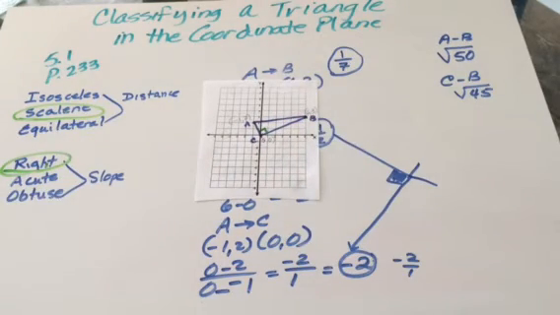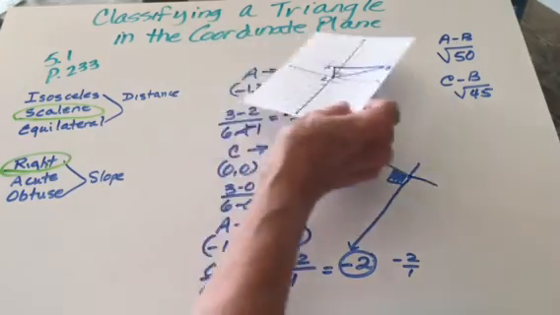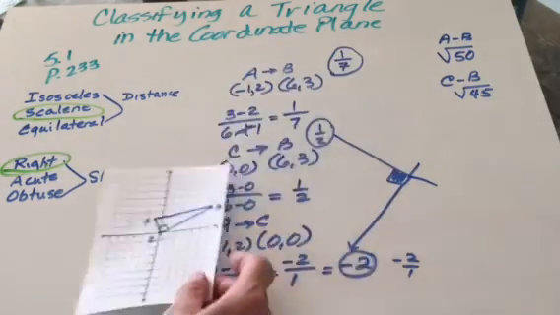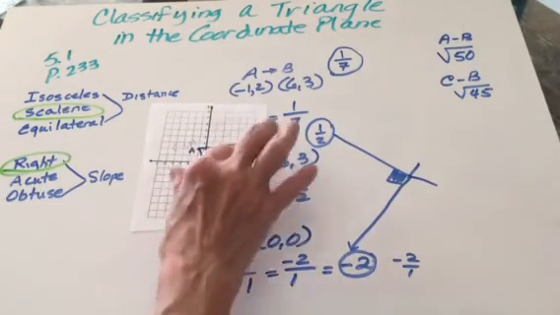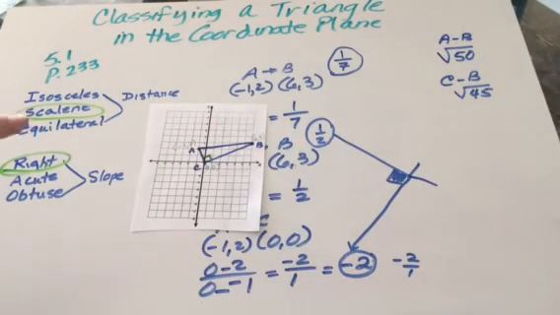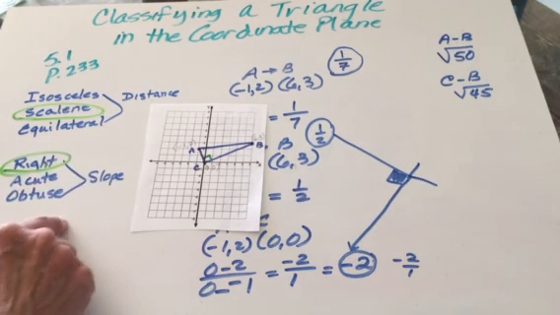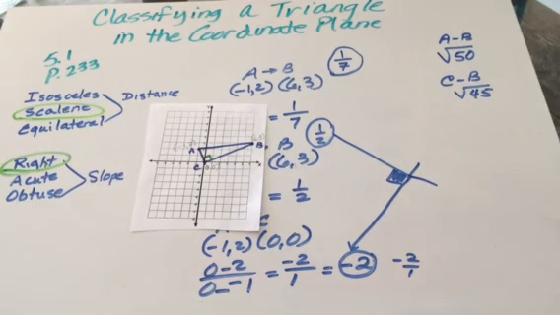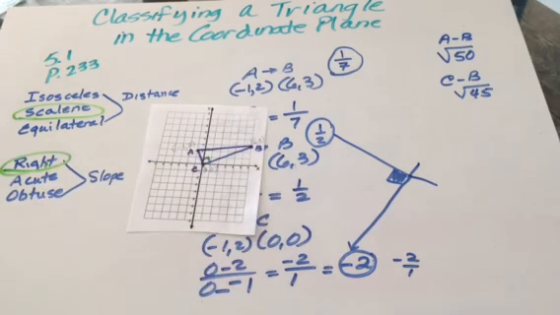Okay? So when you're trying to classify a triangle in the coordinate plane, you have to use at least two of the distances, unless it looks like it might be equilateral, excuse me. If it looks like it has to be equilateral, then you have to do the distance for every single side. But then you have to figure out if it's a right triangle or not. In another lesson, I'm going to show you how to find out if it's obtuse or acute.